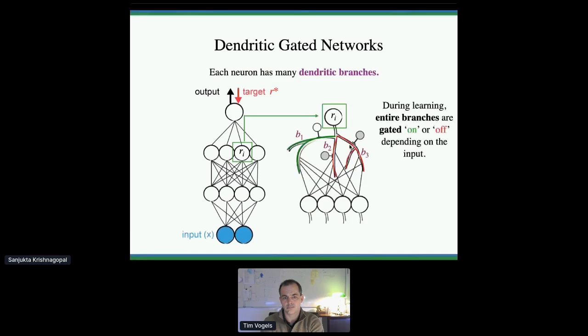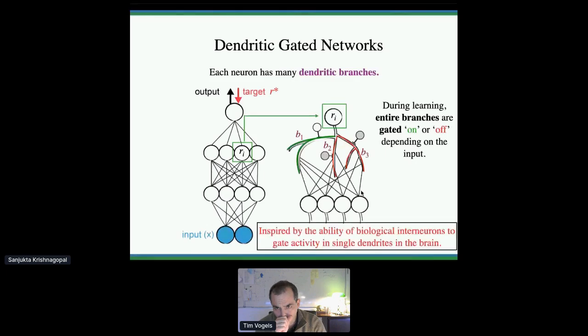And we implement something called gating on these branches, which turns these branches on and off. So for example, this branch in green here is on, this is the gate function, this one's off, these 2 in red are off. This means that the weights connected to this branch learn and are actually updating, information is passing through them, whereas for these 2 branches, nothing's flowing through. And this is local learning not working to quite some degree. This is inspired by the ability of biological interneurons to gate activity in single dendrites in the brain. And so we have this gating function on each of the dendrites.